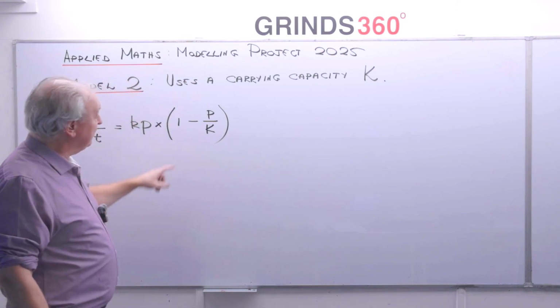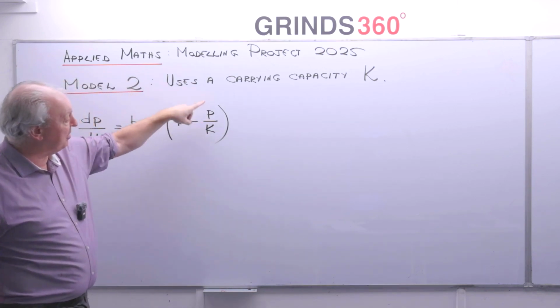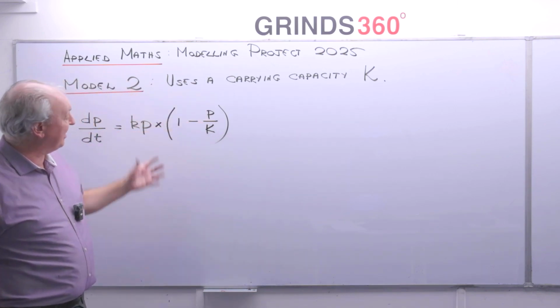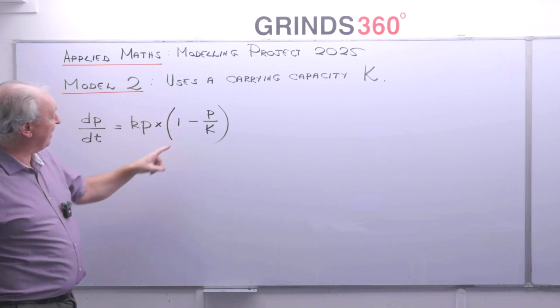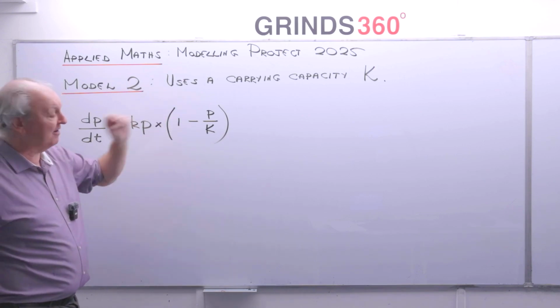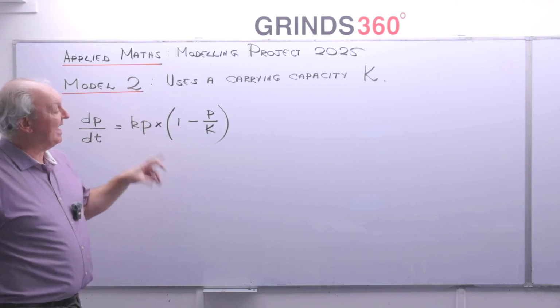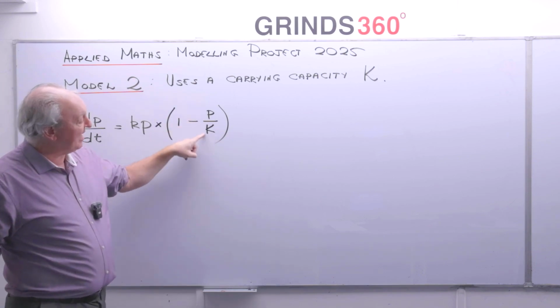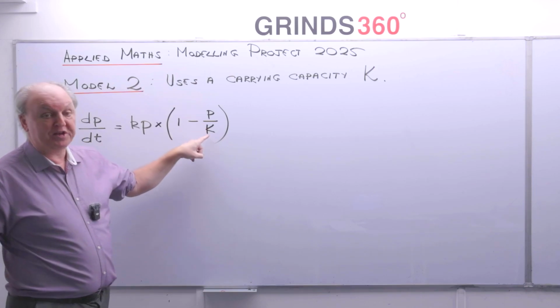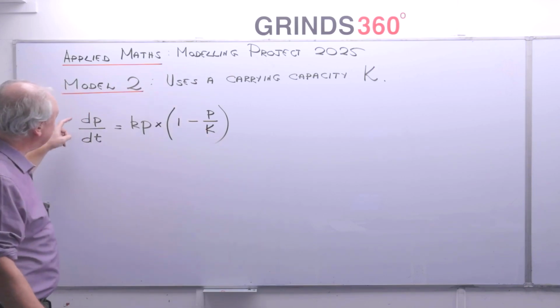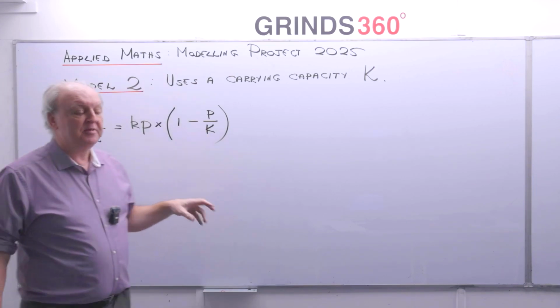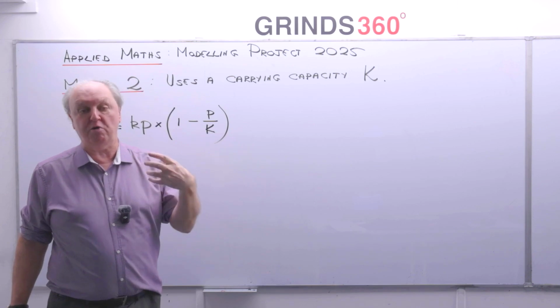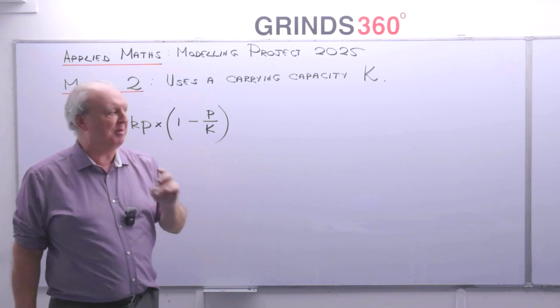But as the population grows, that number becomes more substantial. And as a result of that, you're going to be multiplying kp by a fraction less than 1. And of course, when p reaches K, that value there is 1. 1 minus 1 is 0. And as a result of that, dp/dt is equal to 0. The population will no longer grow. So it'll reach a certain limit.